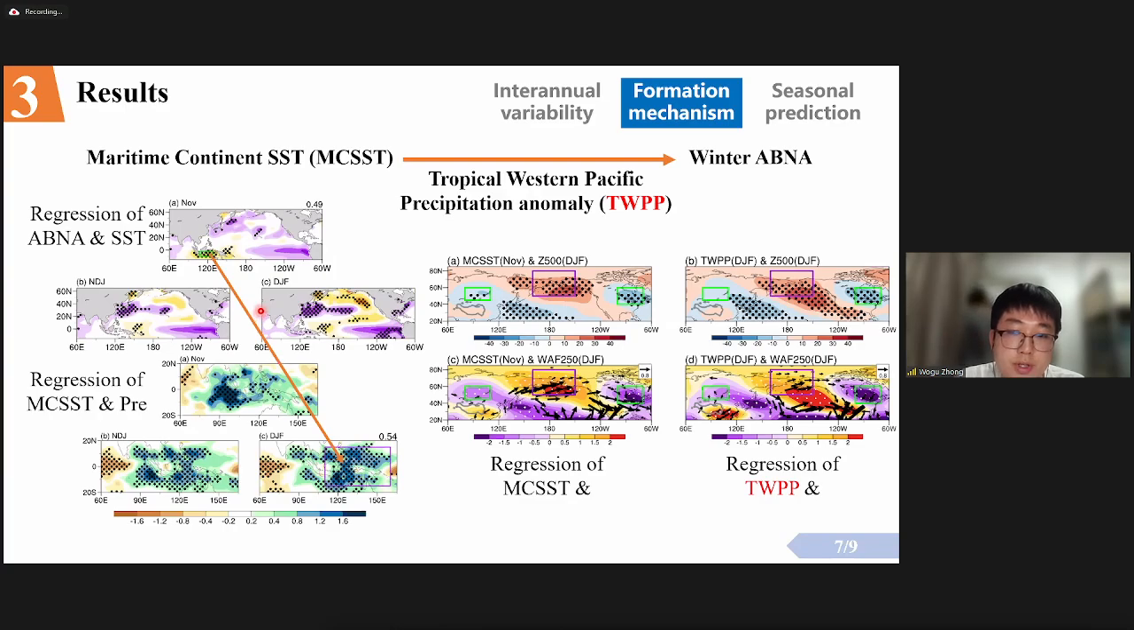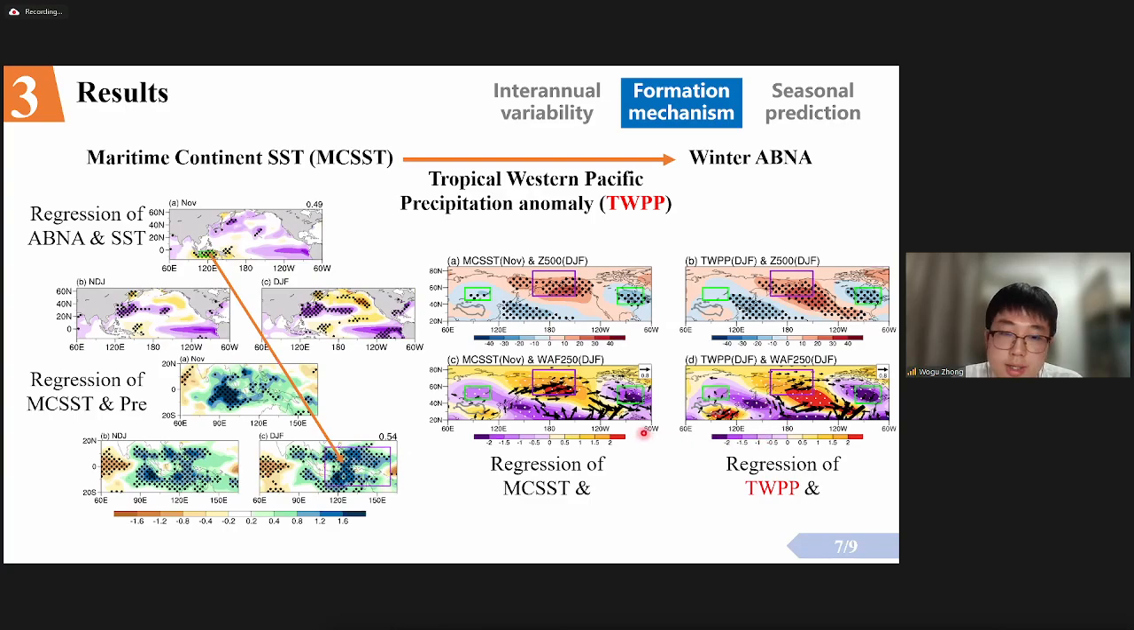We have further examined the precipitation anomalies associated with the MCSST. We can see that increased precipitation can be identified over the tropical Western Pacific. The TWPP plays an important role in prolonging the impact of the MCSST. Here we analyze the wave activity flux associated with the MCSST and also the TWPP.